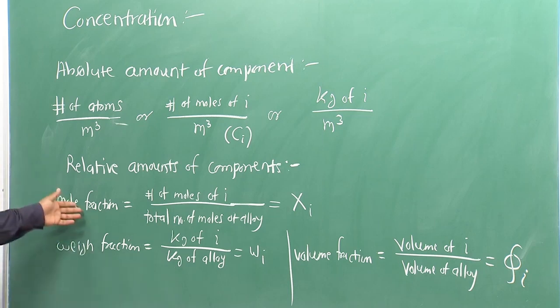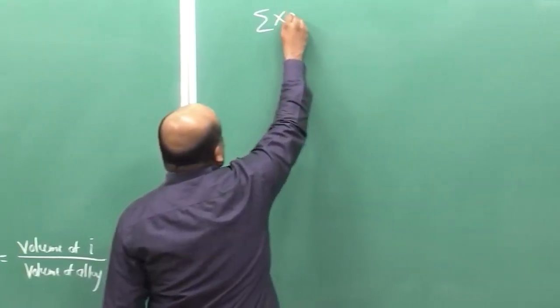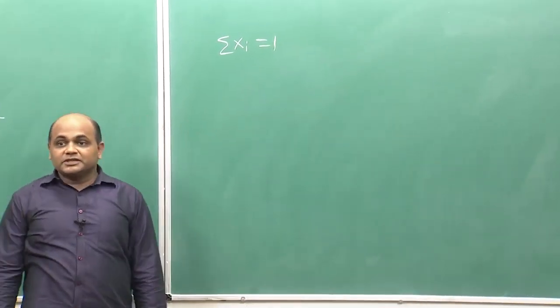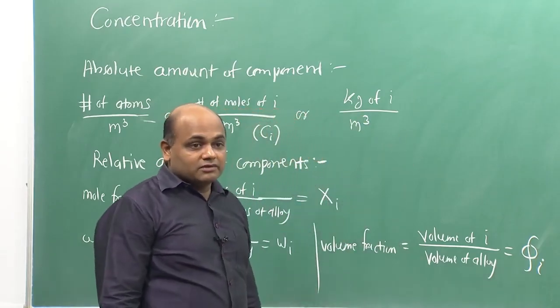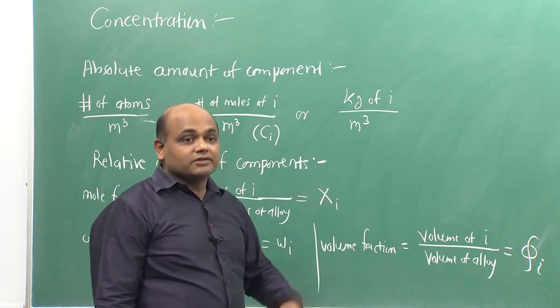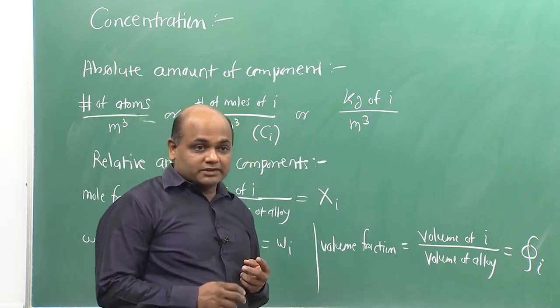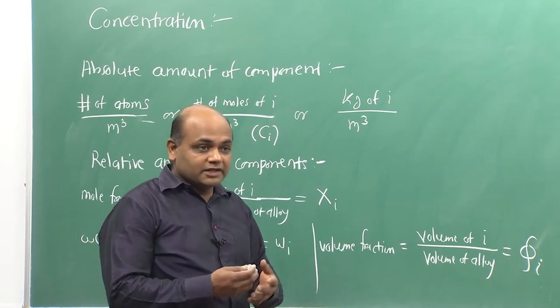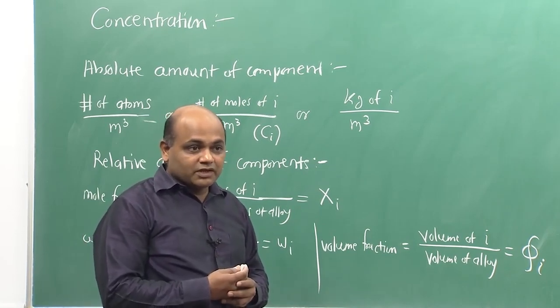Now, what is the advantage of using these fractions instead of the absolute quantities? For any type of fraction, for example, sigma Xi should be equal to 1, which means that in an n component system, only n minus 1 concentration variables are independent, the nth one will be dependent. So, if we consider a binary alloy, we need to specify only one mole fraction because the second one is fixed. In ternary, we need to specify two mole fractions, the third one will be fixed or dependent. Okay, so, that is an advantage.